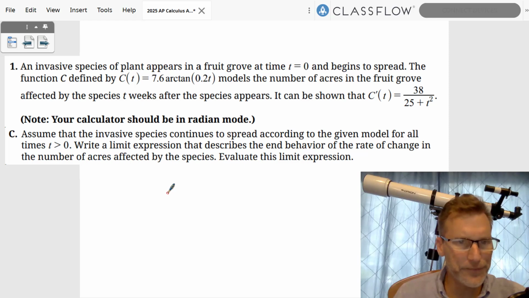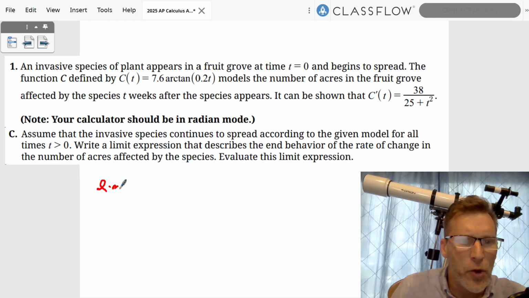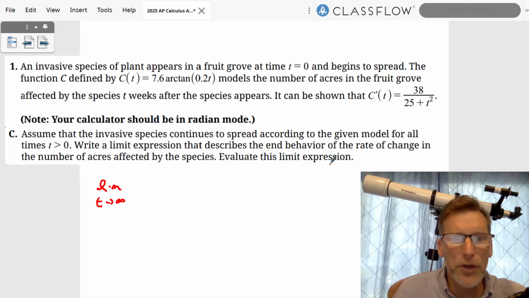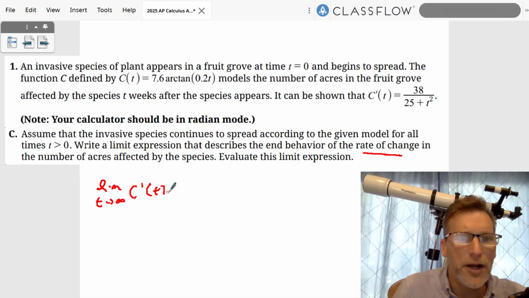Then in part C, it said assume the invasive species continues to spread for all the models, write the limit expression that describes the end behavior. So what is that talking about is when the limit of time approaches infinity, and we want to describe the end behavior of the rate of change of the acres. So that is C prime of T.